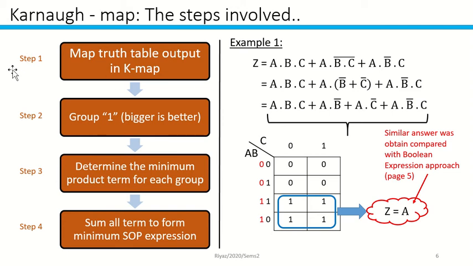For the first step, you have to map the truth table output into the K-map. You're going to have a K-map like this. For example, this is a 3-input K-map. You have A and B over here, and a third input C over here. Because A and B are two inputs, you're going to have four possible conditions, which are 00, 01, 11, and 10.